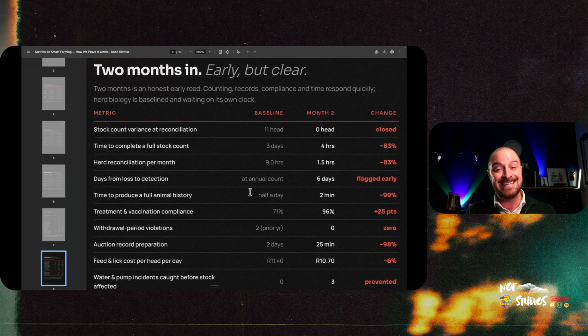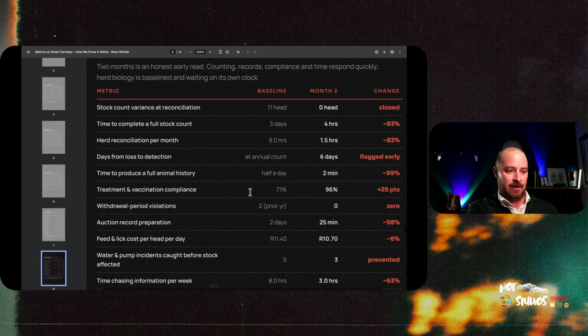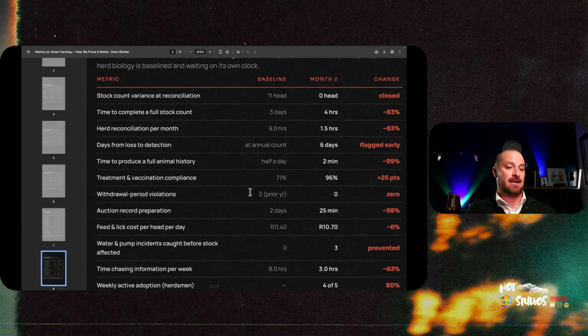It's now 96%. Withdrawal period violations in the prior year are down to 0 now. This is only 2 months in, but still, immediately we picked it up. Auction record preparation, when they obviously prepared for auctions, used to be a 2-day full on board team effort. Now it takes them 25 minutes.